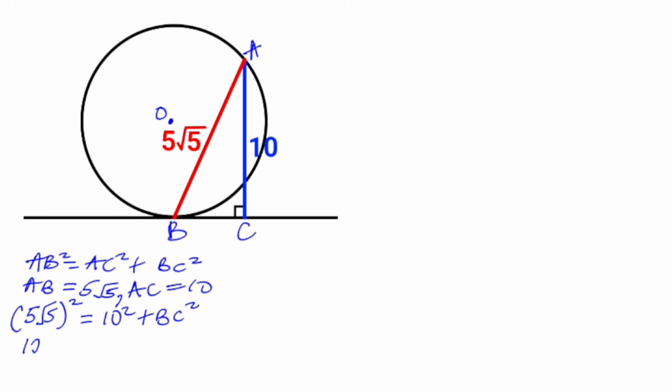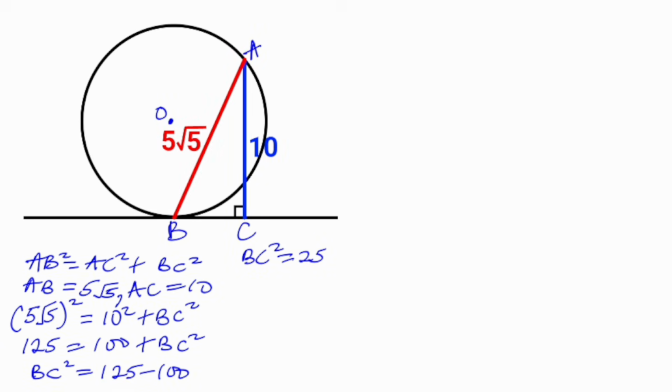(5√5) squared is equal to 125, and 10 squared is equal to 100. Rearranging this will give us BC squared is equal to 125 minus 100. 125 minus 100 is equal to 25. So, we are left with BC squared is equal to 25. Taking the square root of both sides will give us BC is equal to 5.